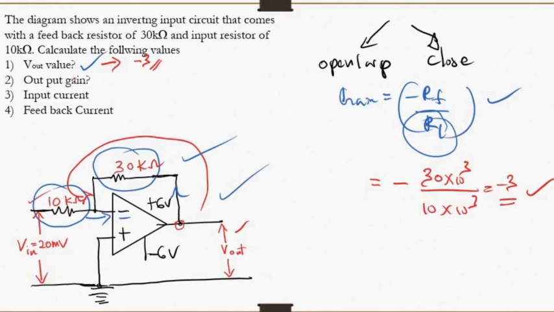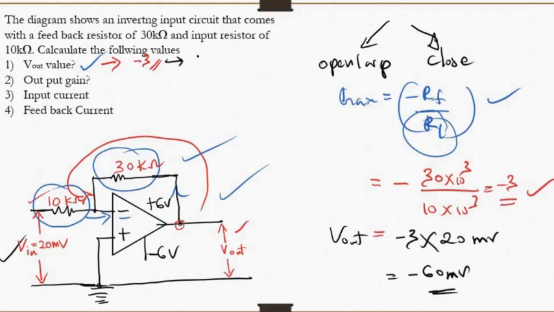Actually, that's the gain, so we need to find V out, my bad. So V out is, we have to multiply the gain by the input value. The input they are giving us is 20 millivolts, so it's minus 60 millivolts. That is our answer.